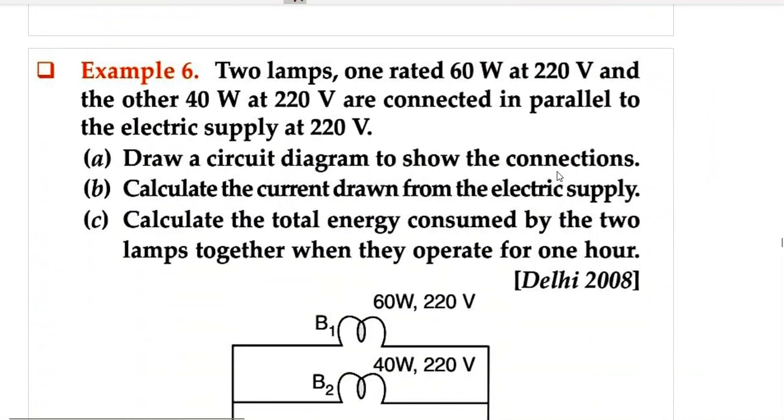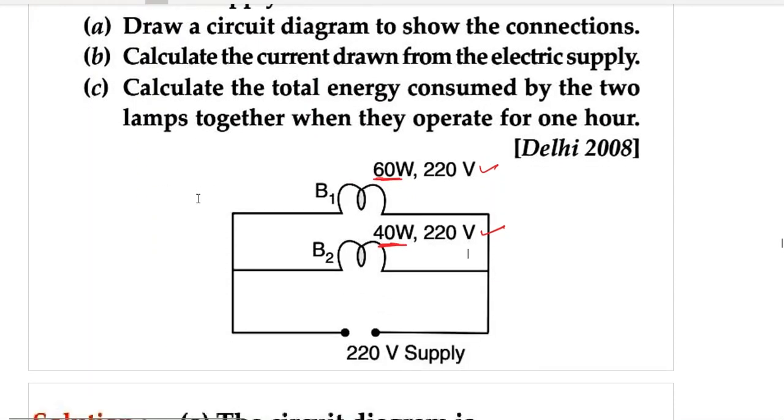The next question. This one will be important. Looks like a big question. Looks like it's important, and it is. Two lamps, one rated 60 watt at 220 volt and the other 40 watt at 220 volt, are connected in parallel to the electric supply at 220 volt. Okay, two lamps are connected in parallel, one 60 watt and one 40 watt, both operated at 220 volt. Draw a circuit diagram to show the connections.